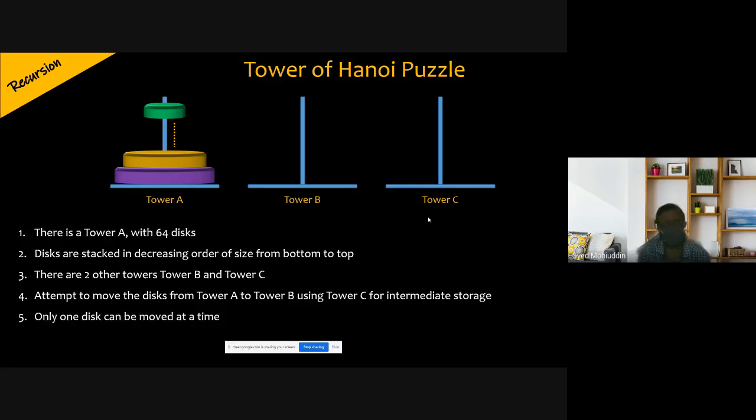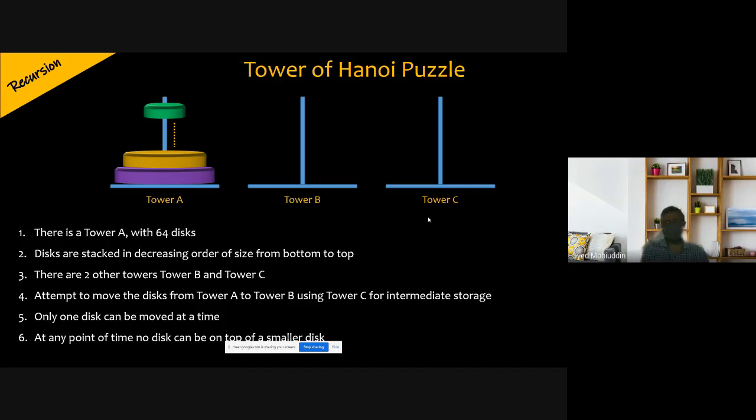Then there are certain conditions. Since the disks are very heavy, only one disk can be moved at a time. Cannot move two disks at a time. Only one disk can be moved at a time. And at no point of time can we have a larger disk on top of a smaller disk. Always the disks have to be stacked according to decreasing order. That is, always the larger disk should be below the smaller disk. So these are the things.